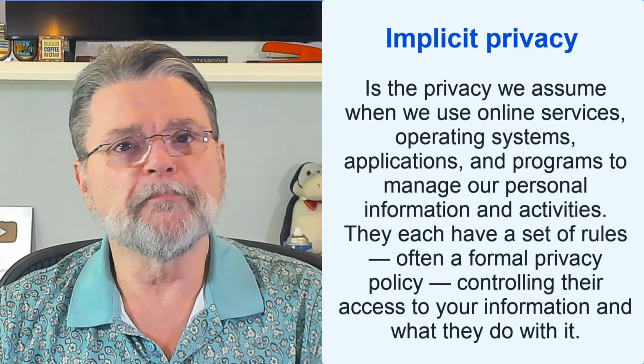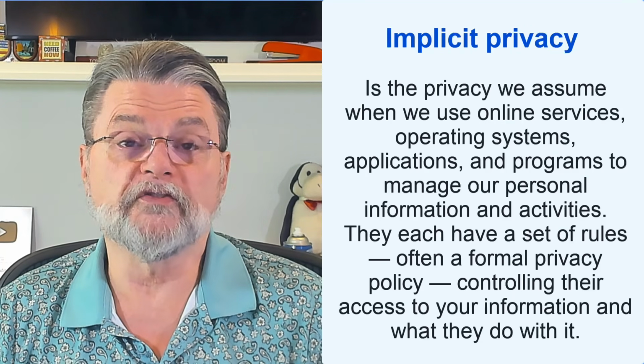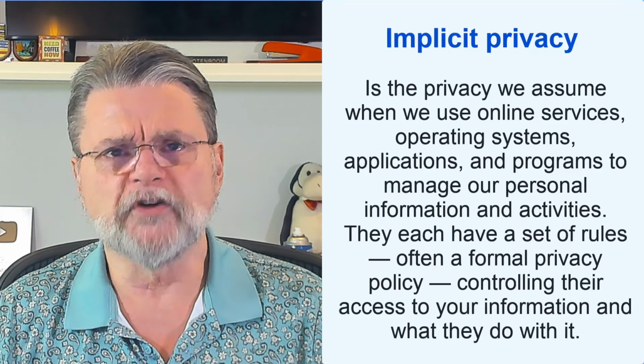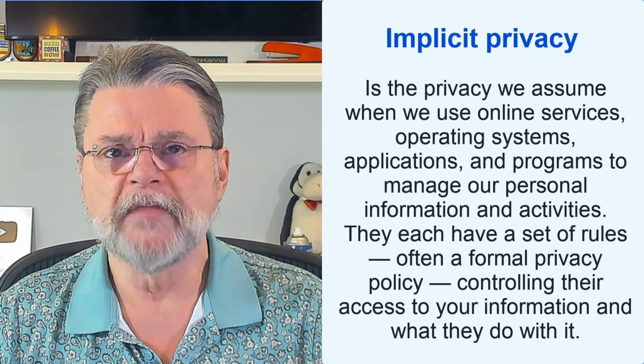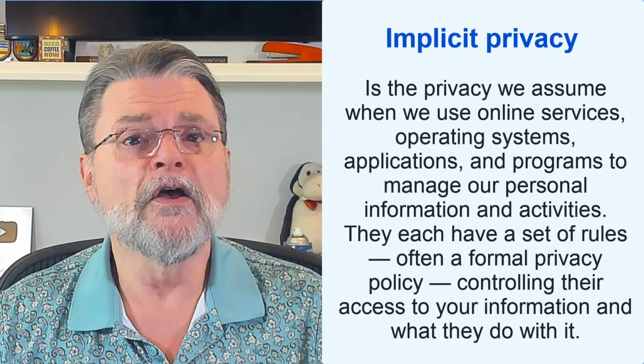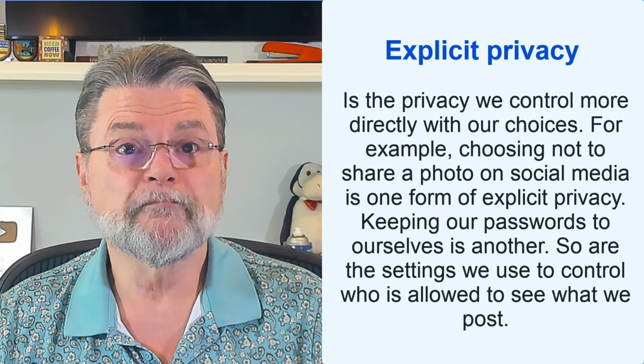I see there as being two kinds of privacy. It's a really big term, so I want to define them. Implicit privacy is the privacy we assume when we use online services, operating systems, applications, and programs to manage our personal information and activity. They each have a set of rules, often a formal privacy policy, controlling their access to your information and what they do with it.